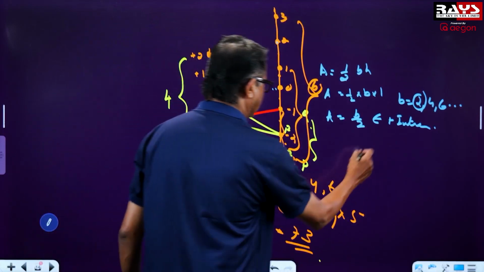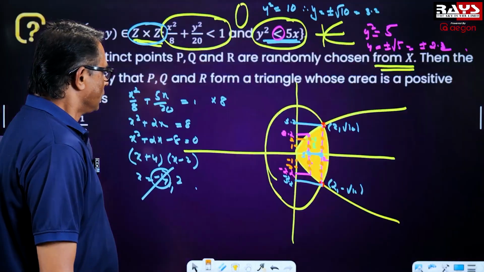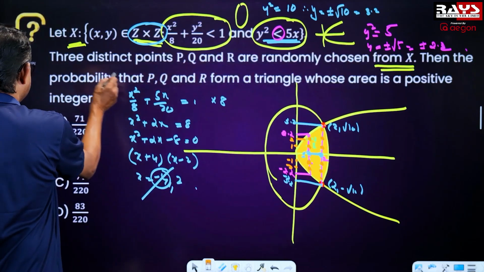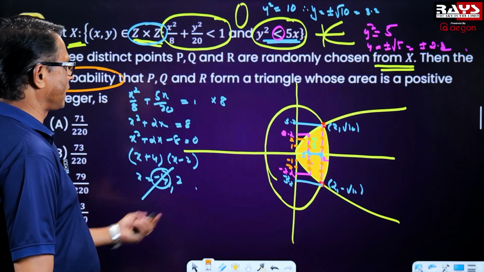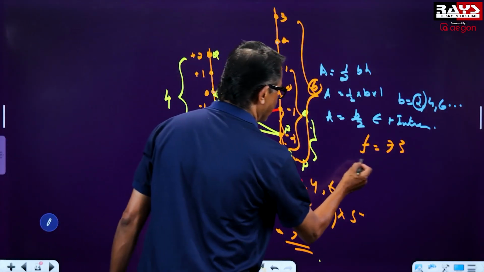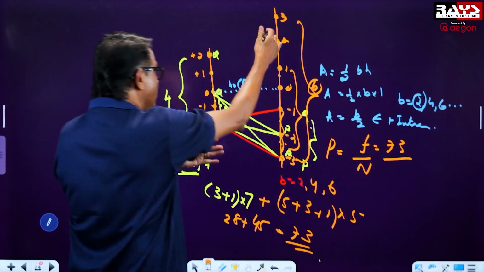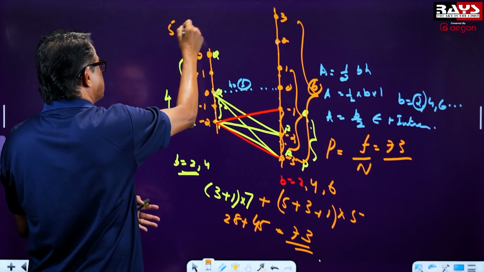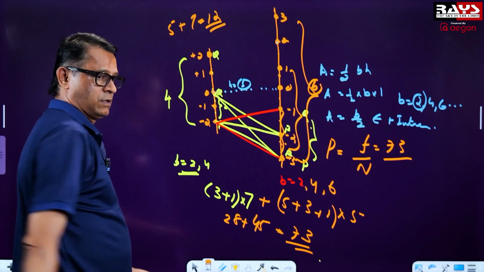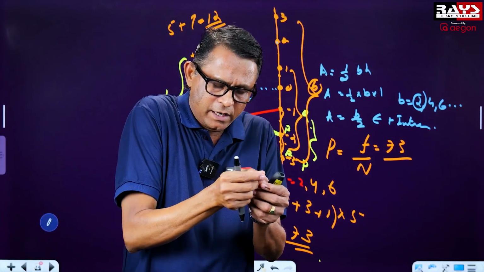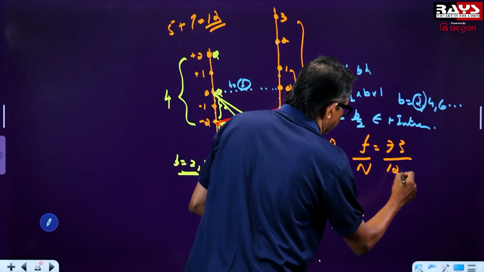This is the favorable case. Number of favorable cases is 73. The question is, what is the probability that the area is positive? The number of favorable cases divided by the total number of cases will give you the probability. So what is the total number of cases? How many points are there in total? Here there are 5 points, here there are 7 points. So 7 plus 5 is 12. From 12 points, how many ways can we take a combination of 3 points? So 12C3.